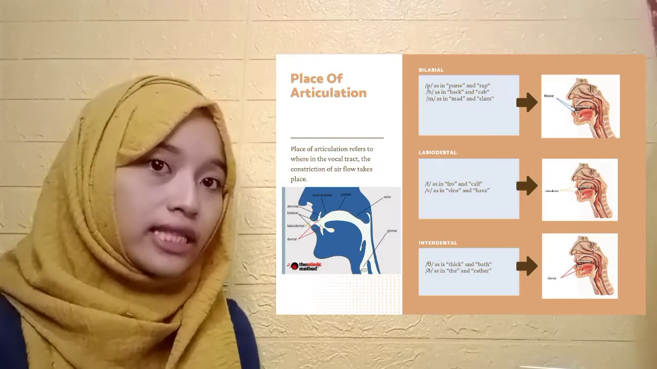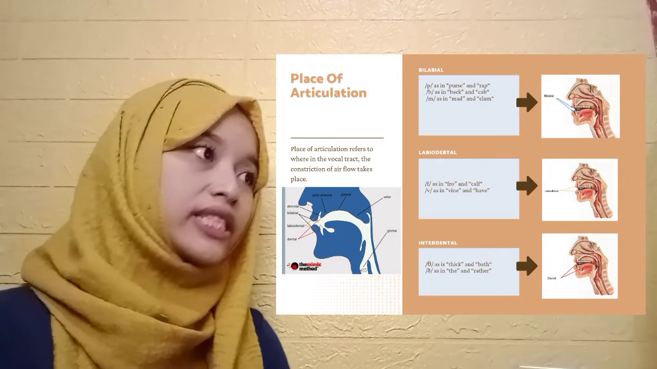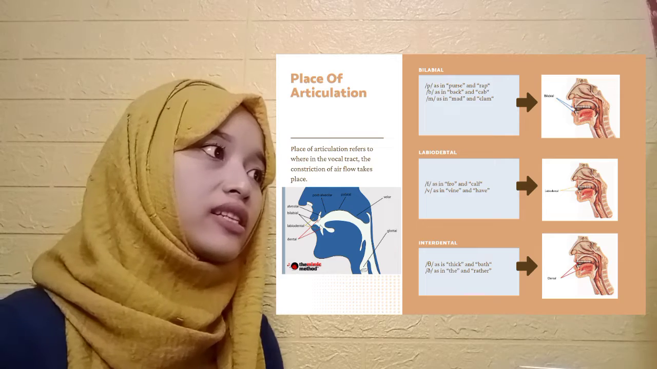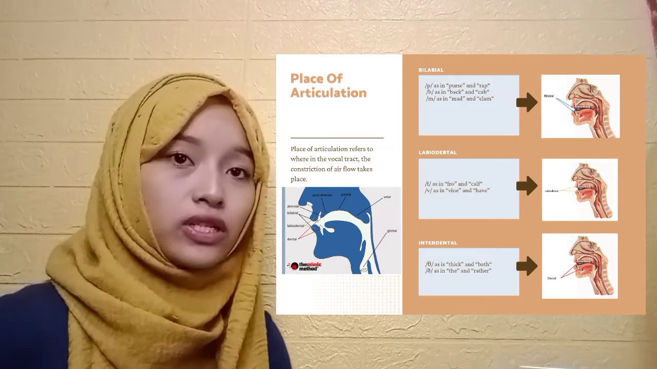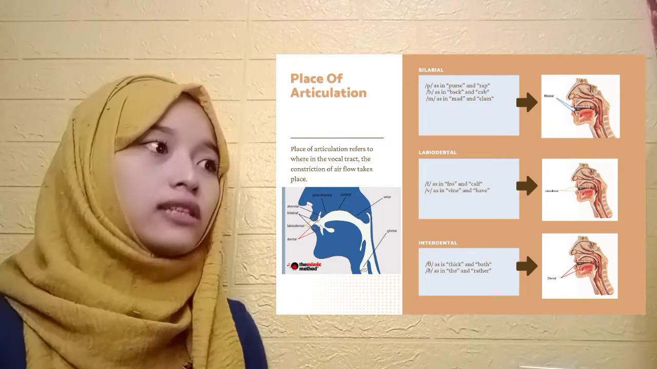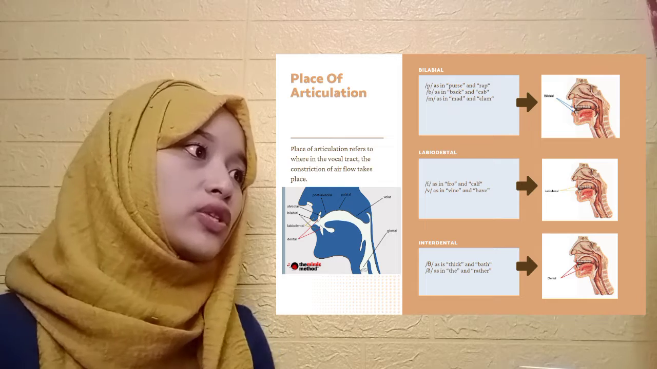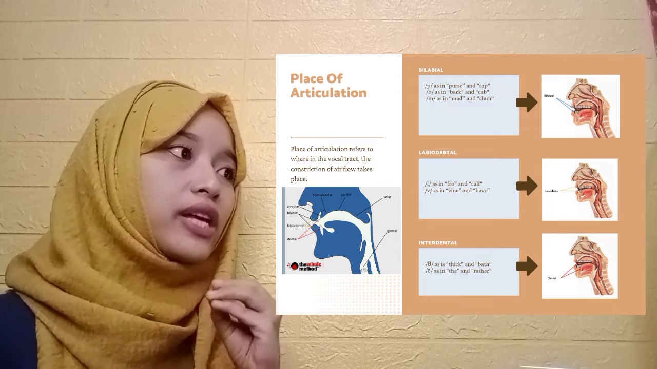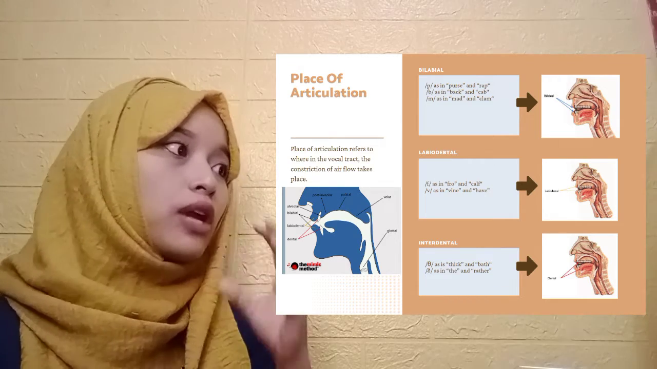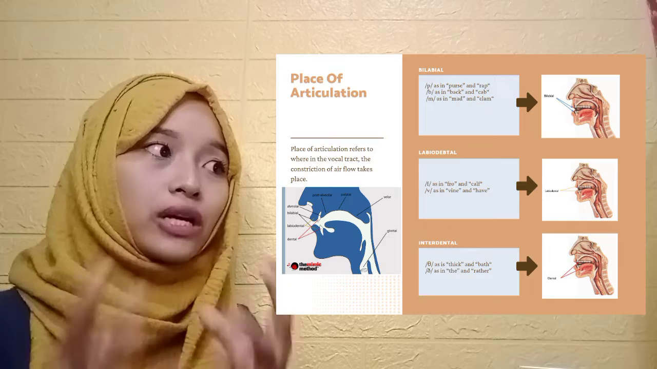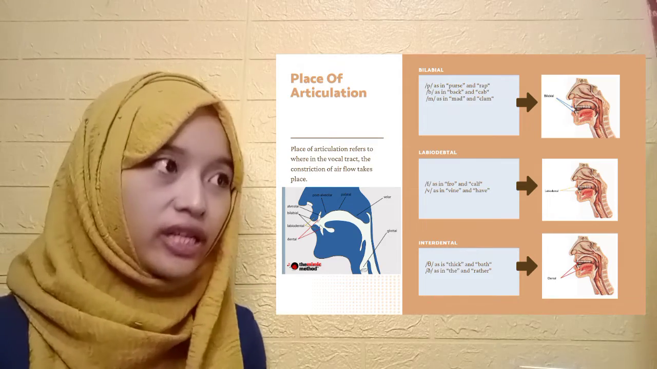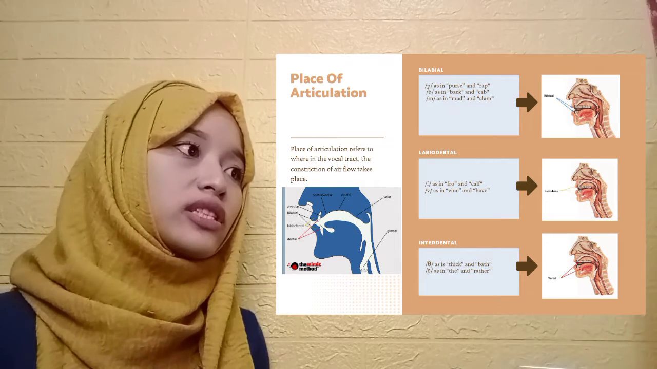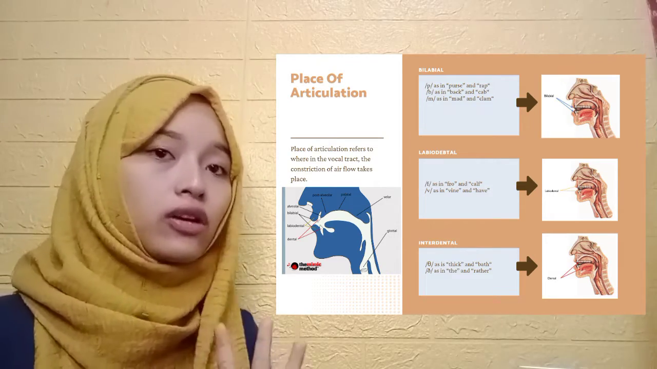Place of articulation. Place of articulation refers to where in the vocal tract the construction of airflow takes place. The first one is bilabial. Bilabial sounds are produced with both lips. Bilabial consonants occur when you block constant airflow at the mouth by bringing your lips together. English contains the following three bilabial consonants.